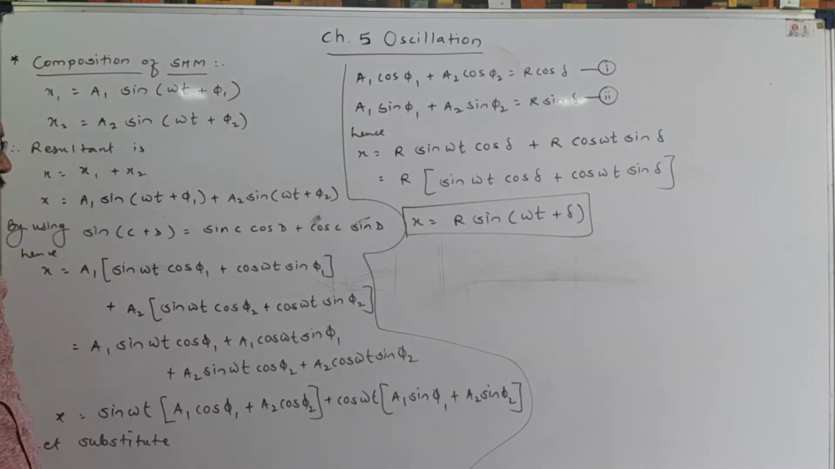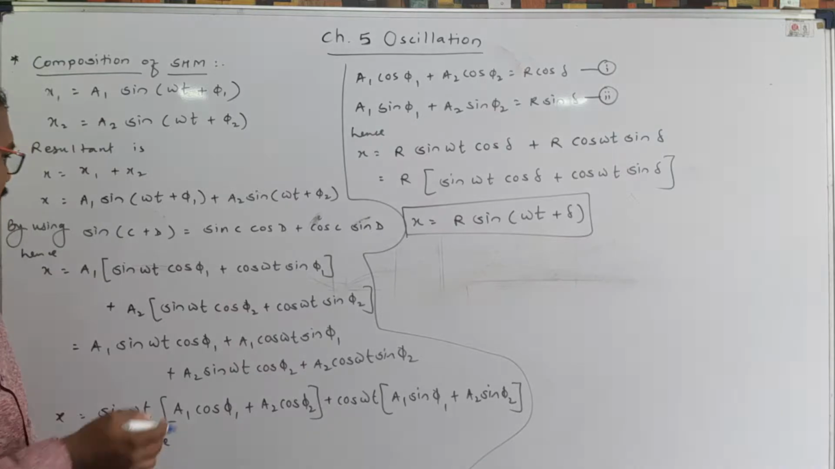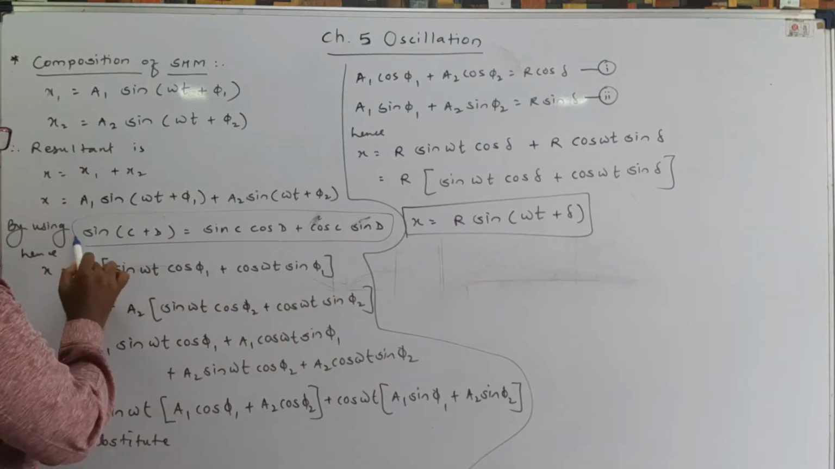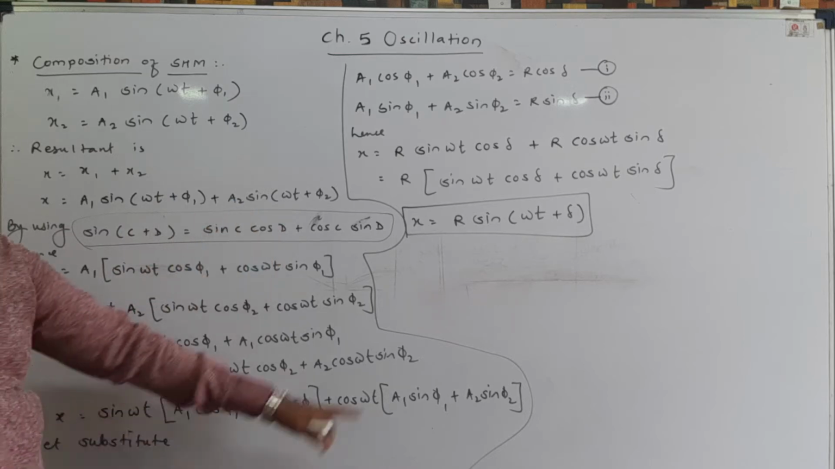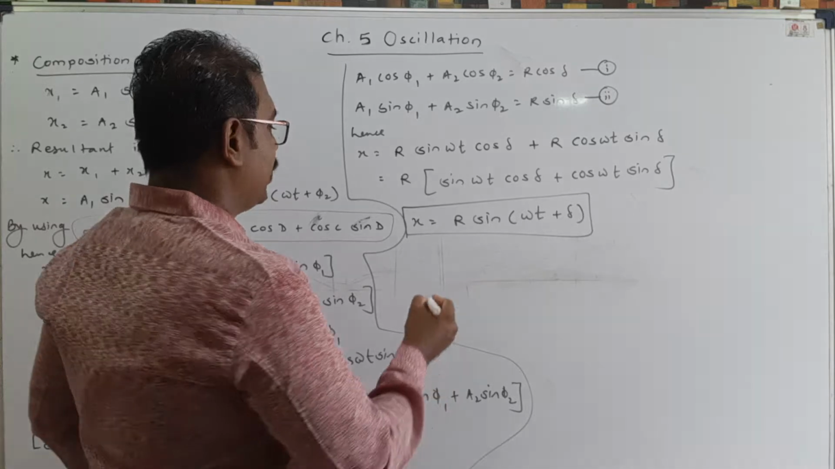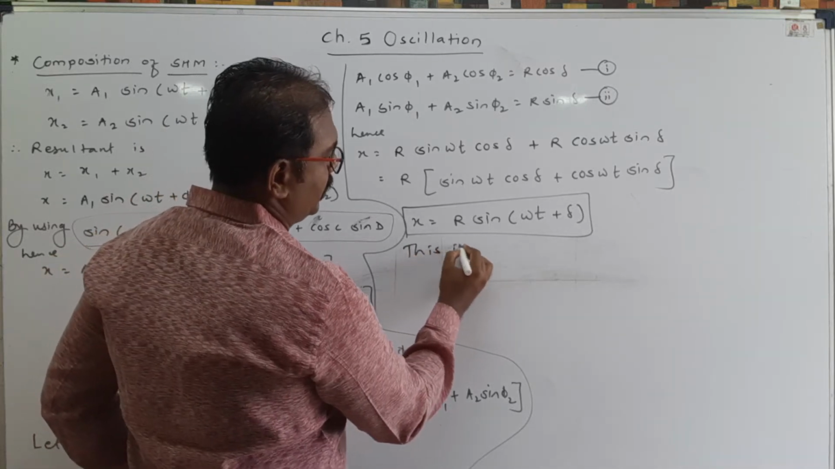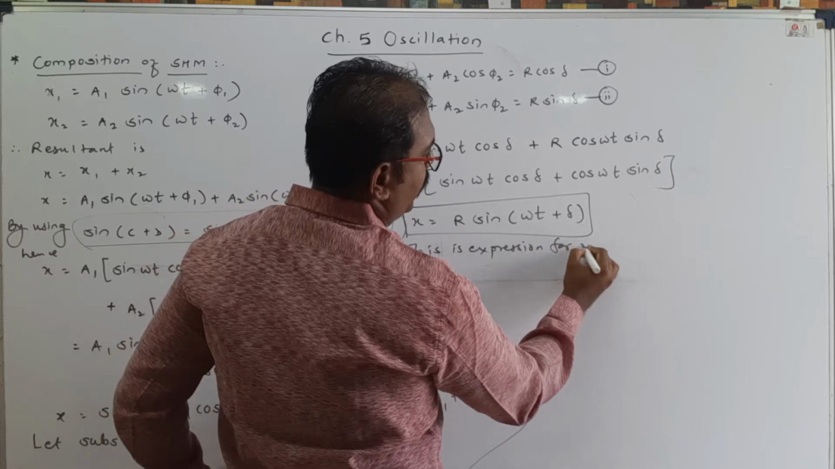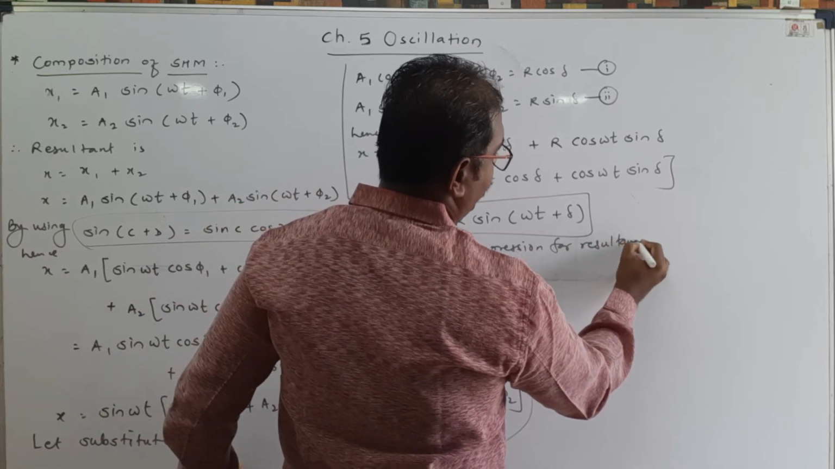Which formula do we use here? We use the same formula. Whatever formula we used to expand this term and this term, the same formula we use here to reduce it. So this is the resultant displacement. This is the expression for the resultant displacement.